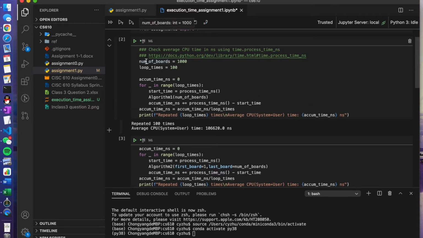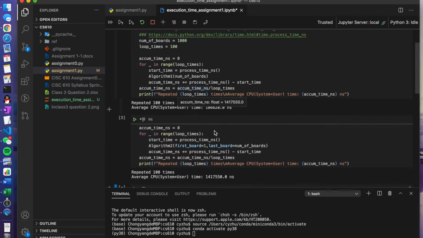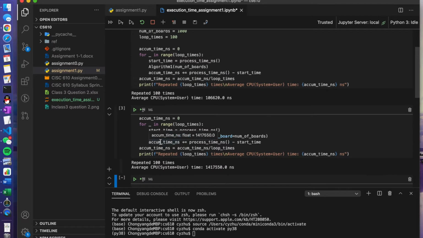I'm importing this Python file into Jupyter Notebook and checking the execution time here. I set the number of boards to paint to be 1000, and I looped them 100 times to get the average of the CPU calculation time for 1000 boards. This makes it more accurate. We can see that for algorithm 1, the average CPU time is 100,000 nanoseconds. For algorithm 2, the average time is 1.4 million nanoseconds.